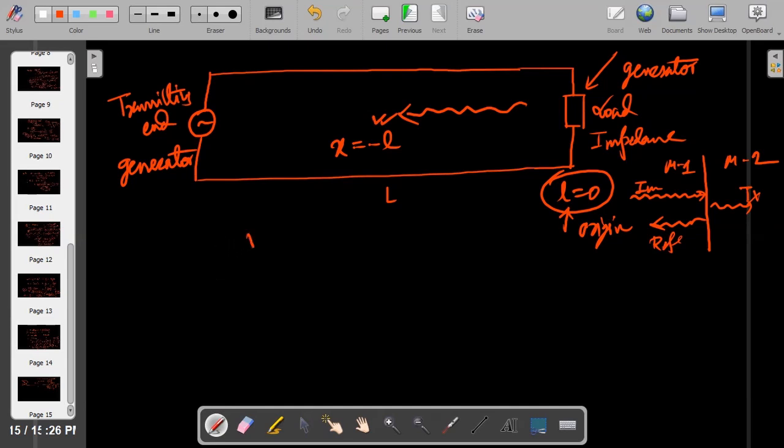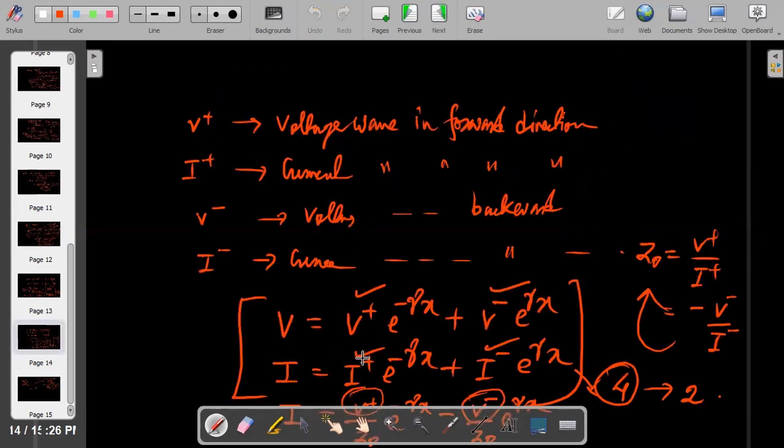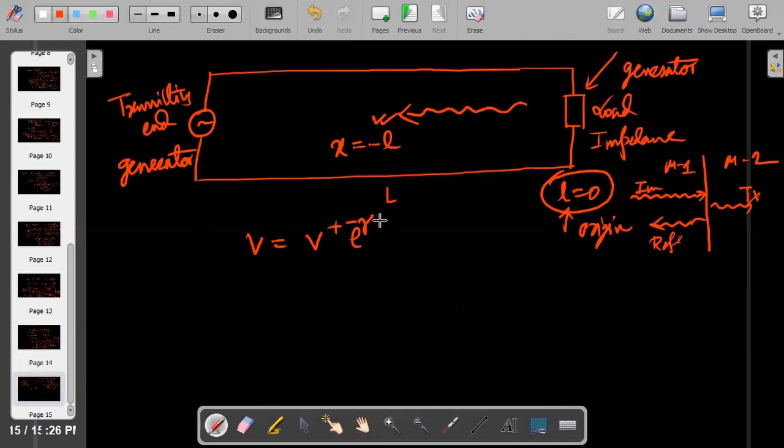Now, already we know that V equals V plus e to power minus gamma x plus V minus e to power gamma x, correct? I'm writing the same equations, it will be easy for you. Now place x equals to minus L. What will come? V plus e to power gamma L plus V minus e to power minus gamma L, correct? Very simple.